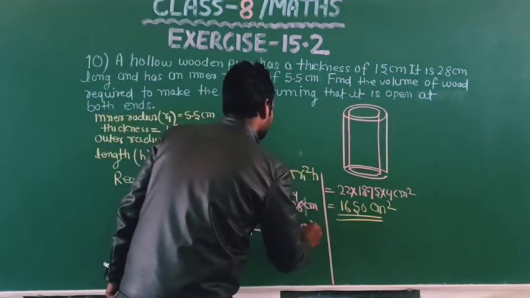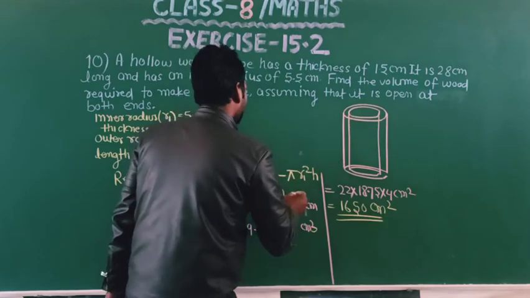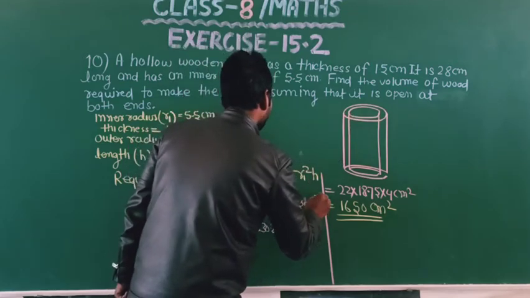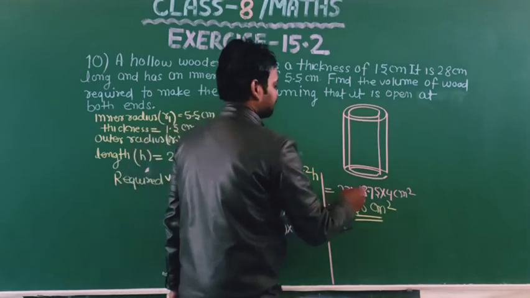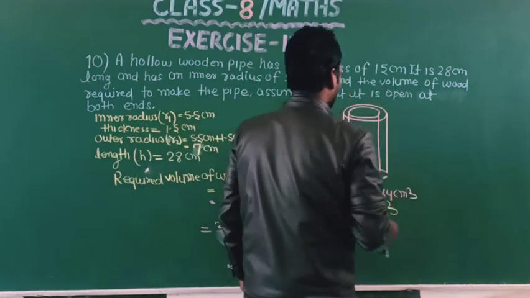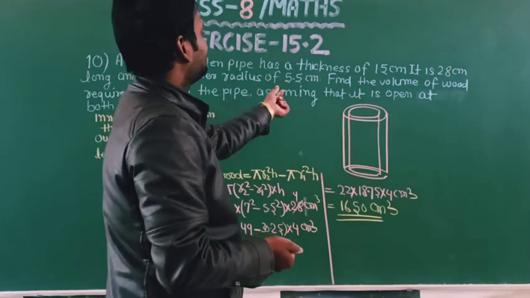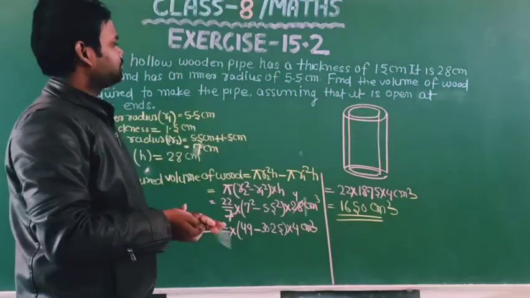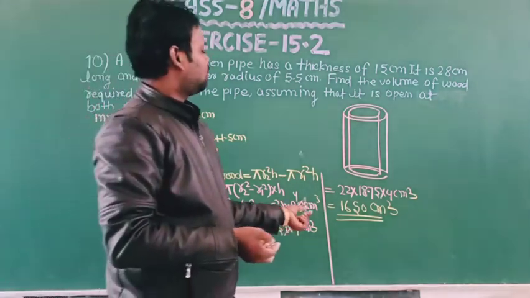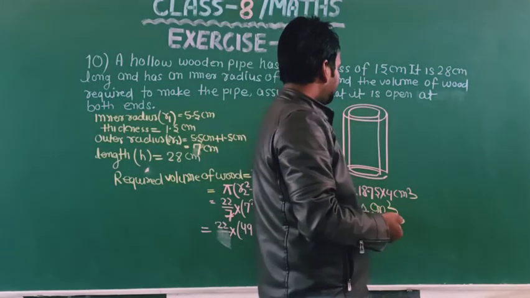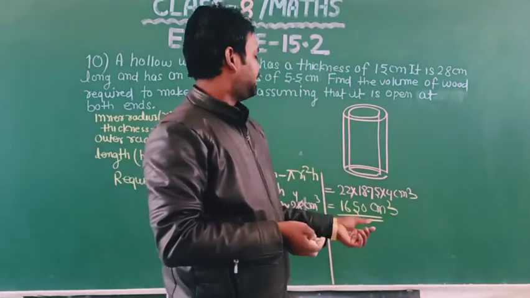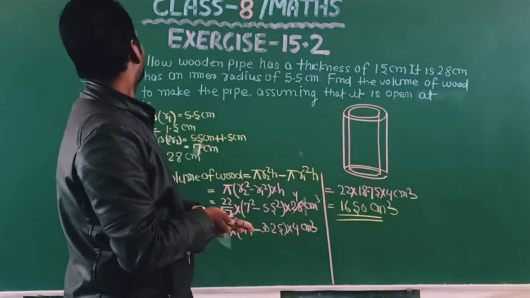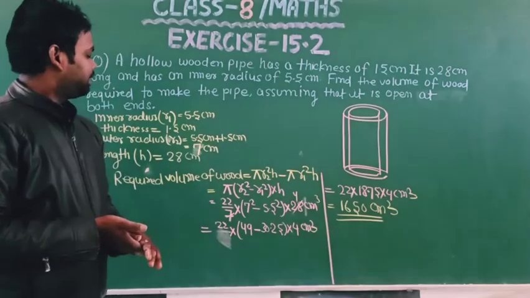This is a cube, because here we have to find volume. So the volume of the wood required to make the pipe is equal to 1650 centimeter cube. So this is the required solution of question number 10.